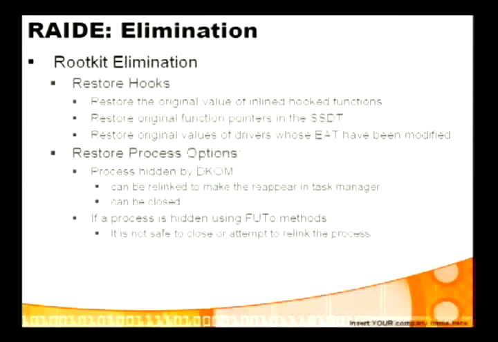All right, rootkit elimination. We've analyzed the system. We've identified you've got some firewalls, you've got some rootkits. Things are going whack for you. What can we do for you? Well, we offer a couple of elimination options. You can restore the original values of the inline hook. So if there's a jump written in memory, we'll overwrite the jump with the actual bytes that are supposed to be there.